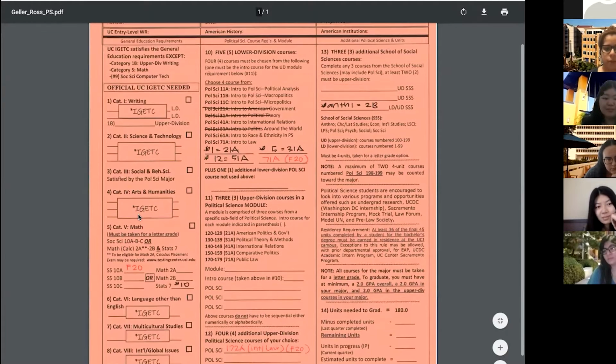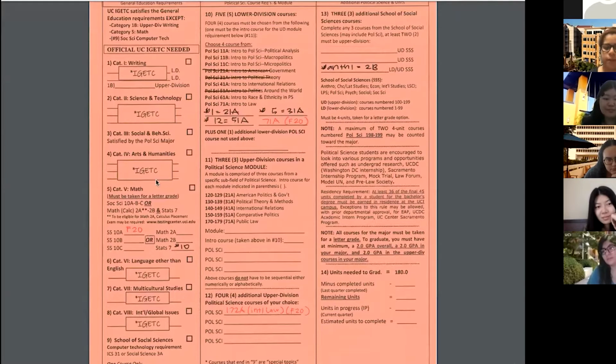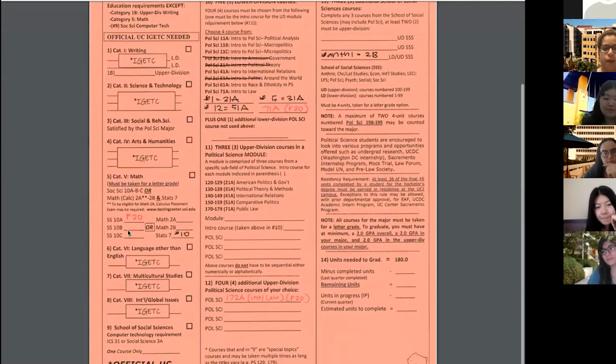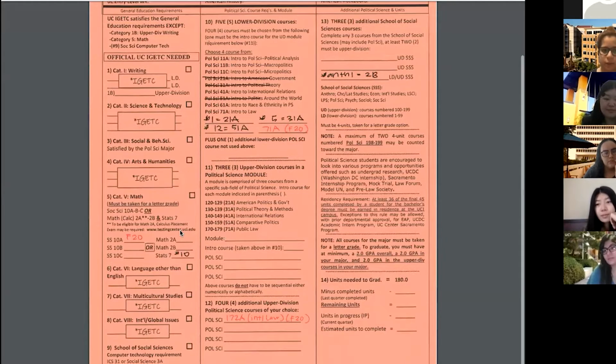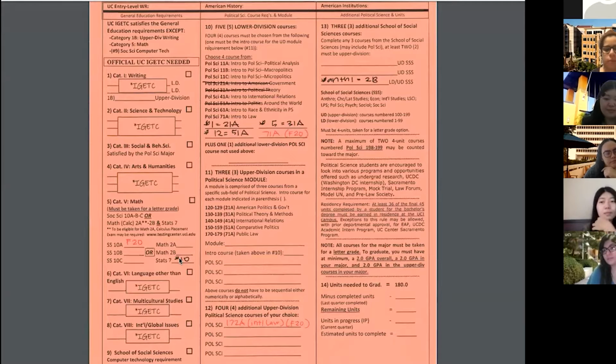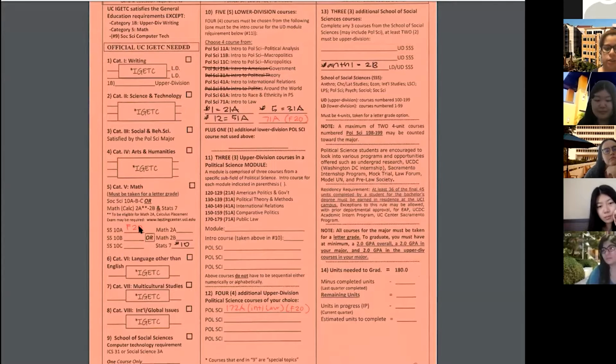And then if you scroll down, math is also one of the things that you need to take here at the social sciences at UCI. You would have two options, either Math 2A, 2B, if you have taken Stat 7. If this person, for example, has taken Stat 7 at their prospective community college, it would be here in a star, and it would say the course number at the community college. If you take this route, you would be taking Math 2A and Math 2B. If not, you would be taking the stat series 10A, 10B, and 10C. This is the most common route students take when they take their math courses.